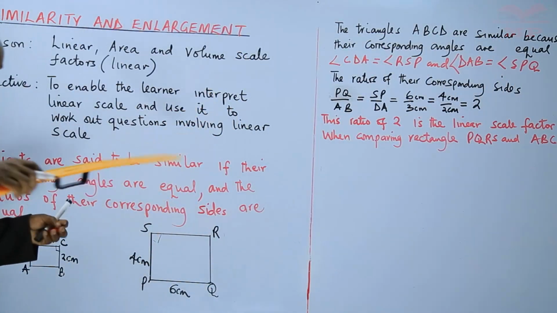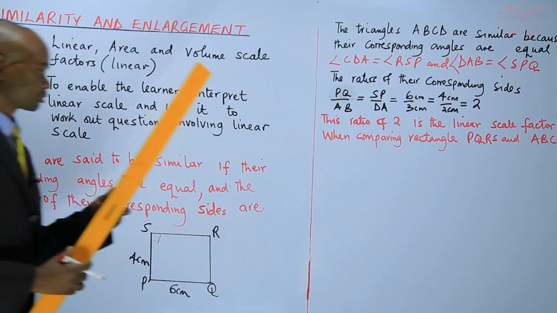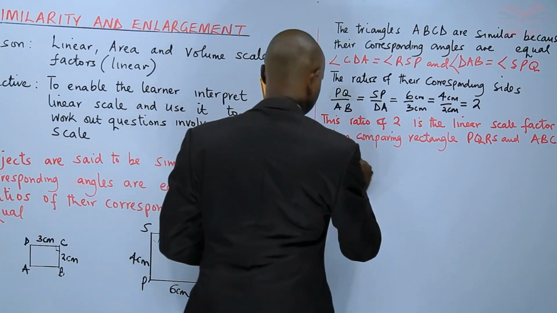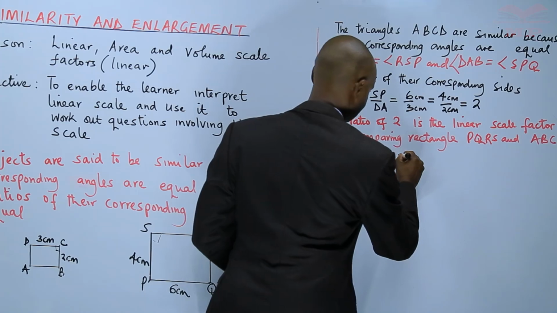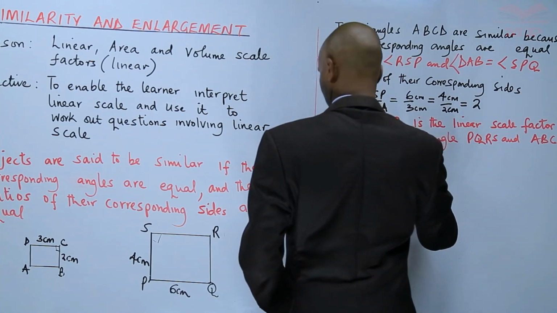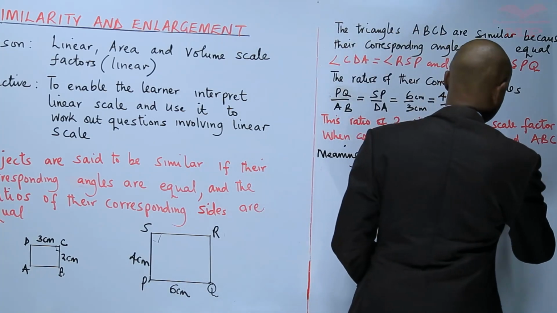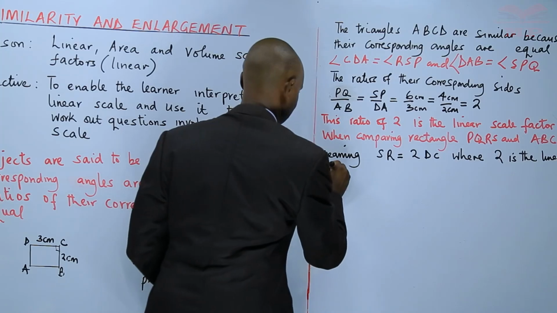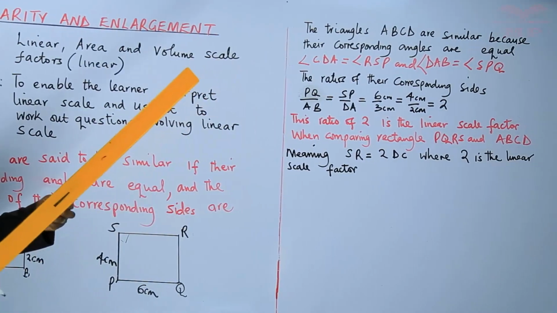If you compare the sides, DC corresponds to SR, meaning SR is equal to 2 DC, where 2 is the linear scale factor. So that 2 is the linear scale factor.